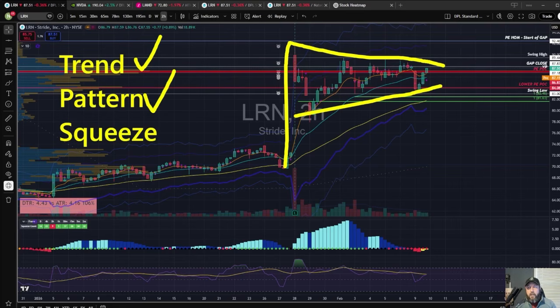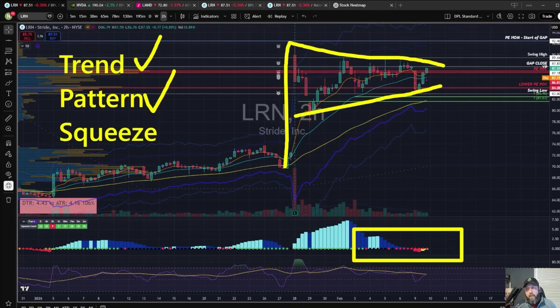A squeeze is an indicator that was created by John Carter many years ago, and it is a timing indicator. It helps me time entries on my options trades. What we're looking for right here is basically these red dots. If we have these red dots, that tells me that whatever we're looking at has rested and is ready to continue on the next leg of its journey.